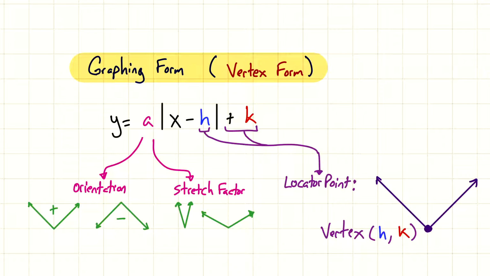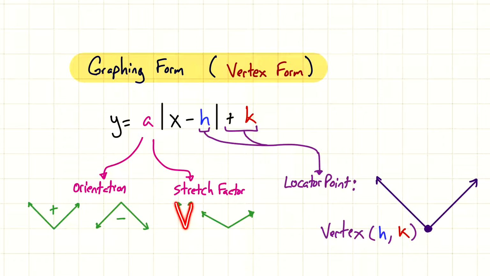All right, so just like the graphing form of the parabola or quadratic function, this a value in front of the absolute value bars tells us two things. The orientation. If it's a positive number, then that tells us it's going to be facing upward. And if it's negative, then it's going to be facing downward. So this is our positive orientation and this is our negative orientation, like we talked about with the quadratic. Stretch factor, it also does the same thing.